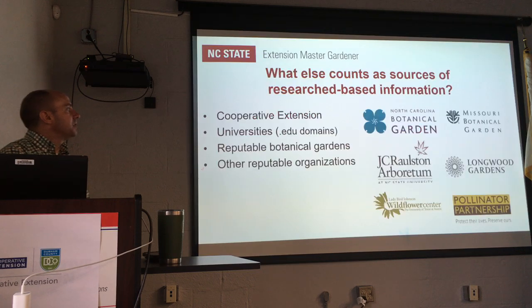But it doesn't have to necessarily just be from extension. A lot of the arboretums and botanical gardens provide good information, and often they're associated with some university. Oh, I forgot. I always forget that. I guess you guys have something here in Durham. But yes, that one is valid too, of course.